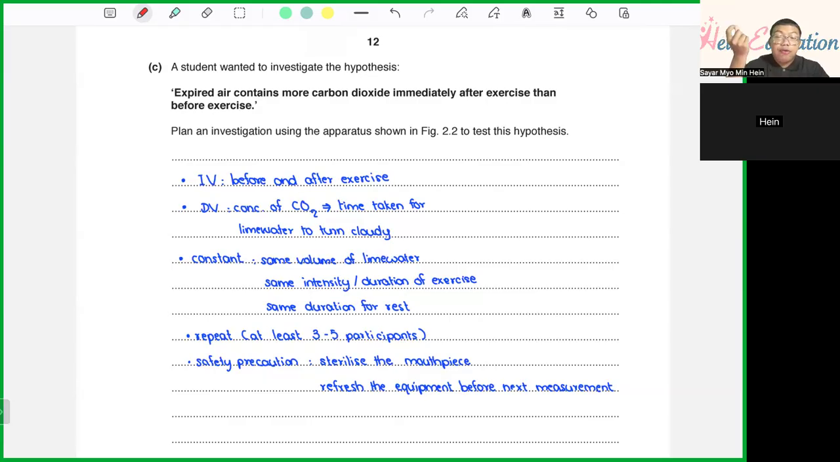And for the CIE practical planning investigation questions, you have to include a safety precaution. In this case, we are using a mouthpiece where the participant breathes, inhales and exhales. So we have to sterilize the mouthpiece every time we use it, and also refresh the equipment before the next measurement. So this is not the answer, but you have to write it in paragraph form. This is just the outline I have provided as a sample.